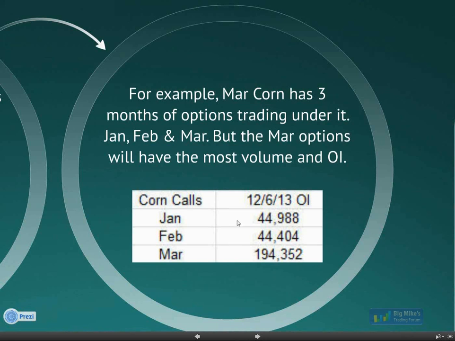Last Friday, on corn calls, January had 44,988 open interest. February is 44,000. But as you can see, March, which is 3 months out, has 5 times as much open interest on the March calls than there was on January and February. So to get your best volume and your best fills, it's best to go with the month that the futures are trading at when you're doing the options.